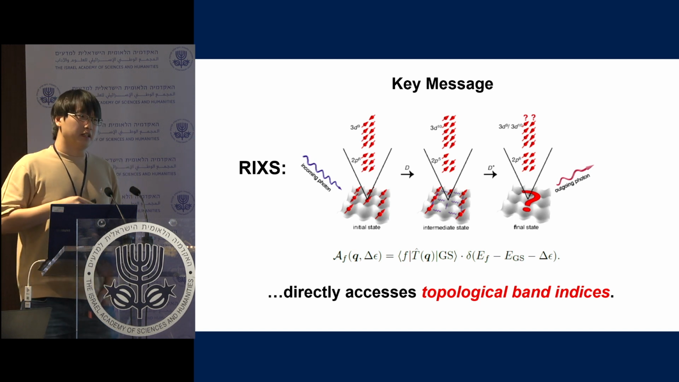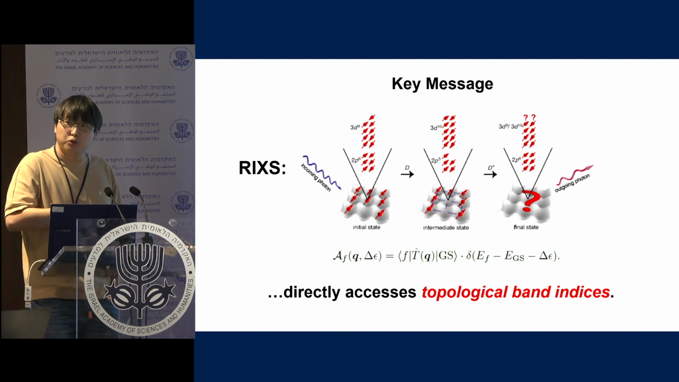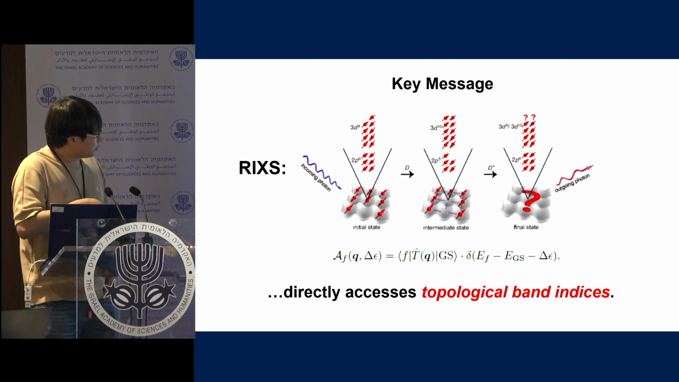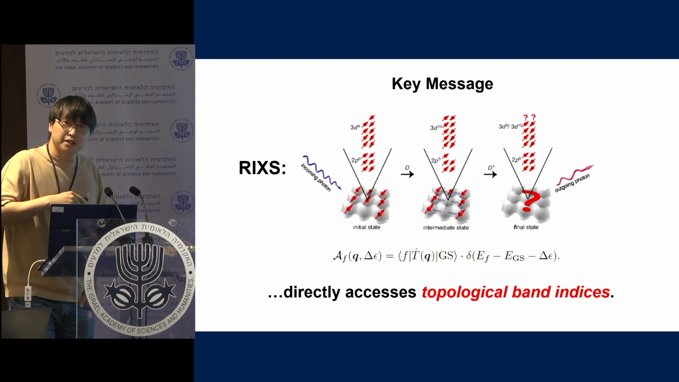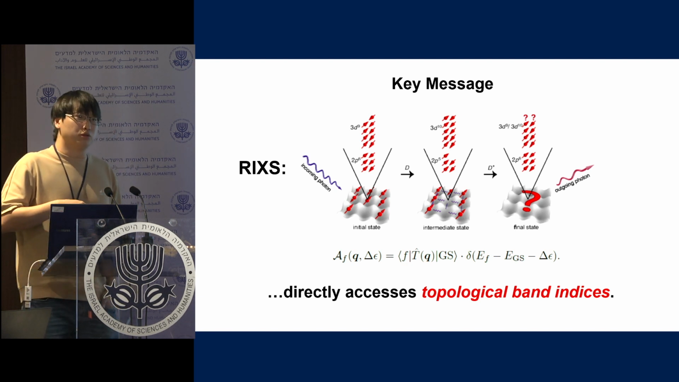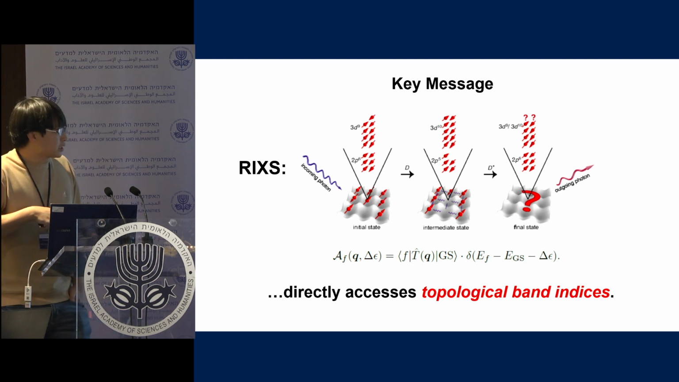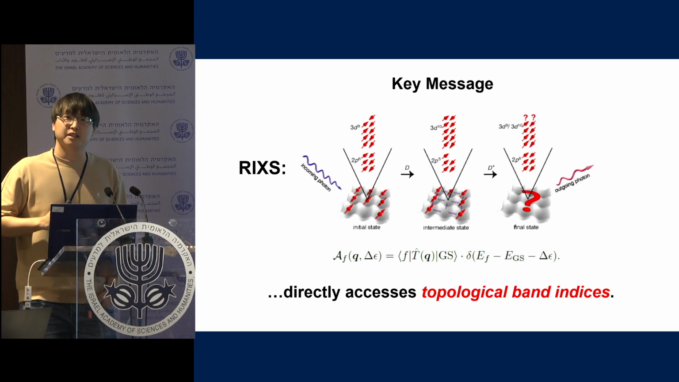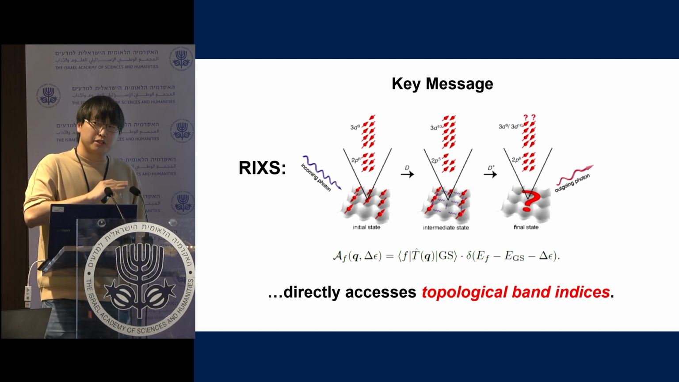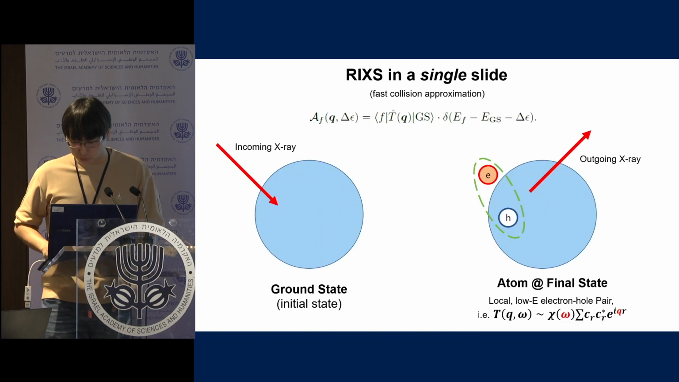So RIXS in a single slide is the following. You are shooting a photon at the sample, and the photon shakes the sample, and then the photon comes out. It can transfer momentum and energy according to Fermi's golden rule. What we noticed is that from the scattering amplitude or scattering intensity, you can directly access the topological band index. It's not going through the edge state. We are not detecting the edge mode, but directly detecting the band invariant. That's something we are going to see.